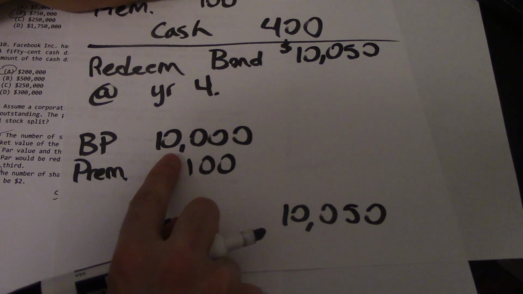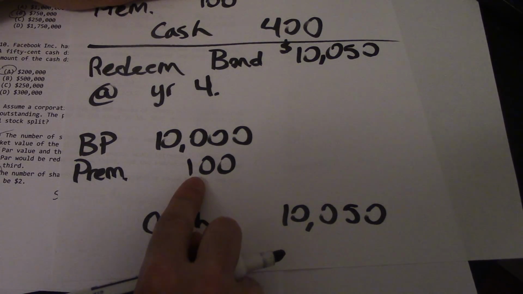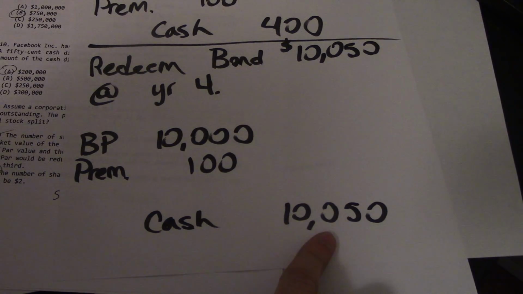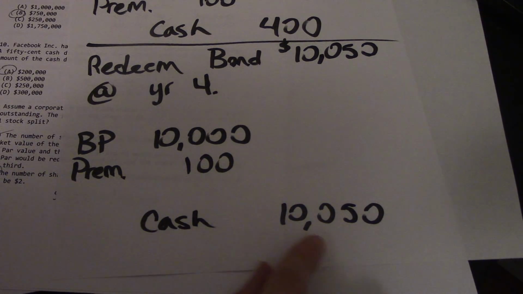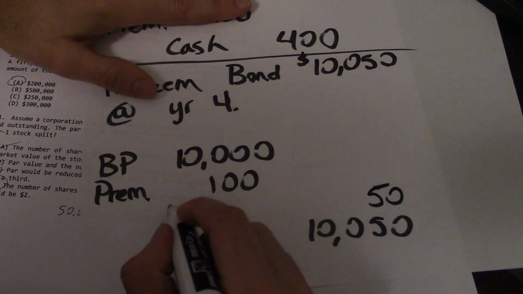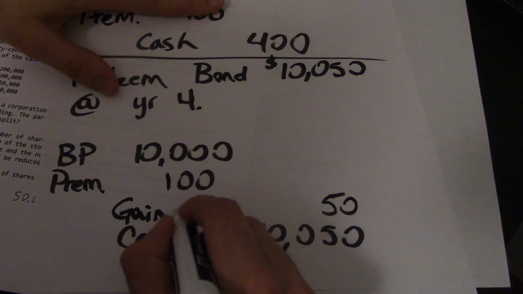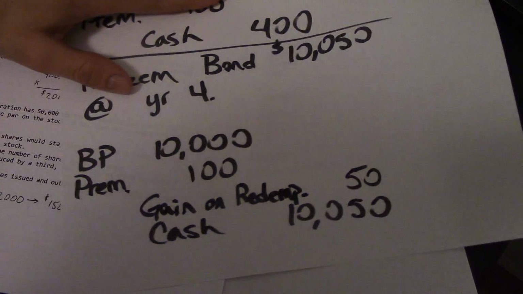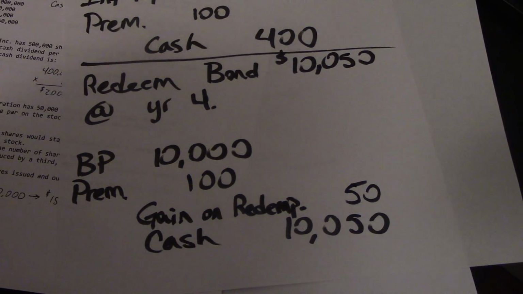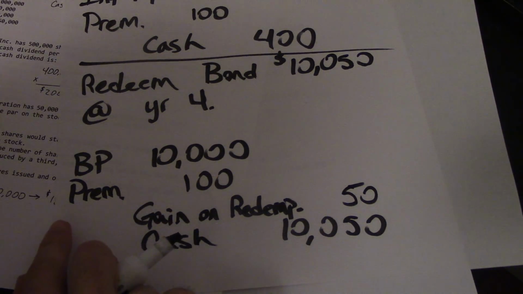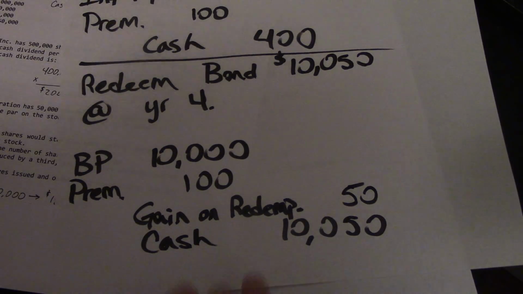So debit bonds payable for 10,000, debit premium for 100, credit cash for 10,050. The last part, it looks like we need a $50 credit, and that's going to be a gain on the redemption. Gain on redemption of the bonds. Now, if we needed a debit, it would have been a loss on the redemption.